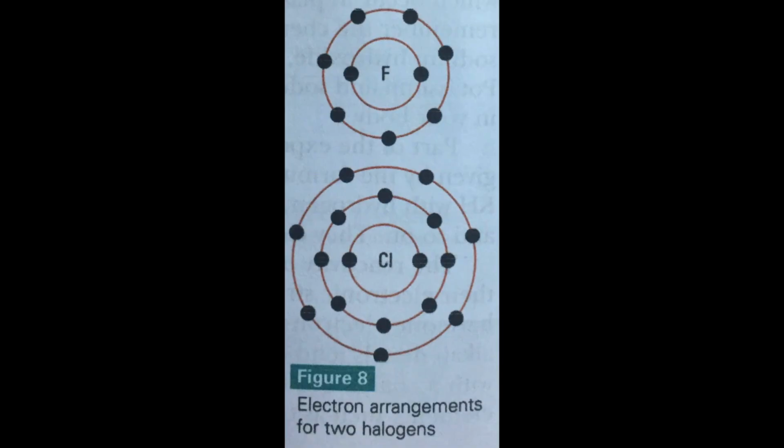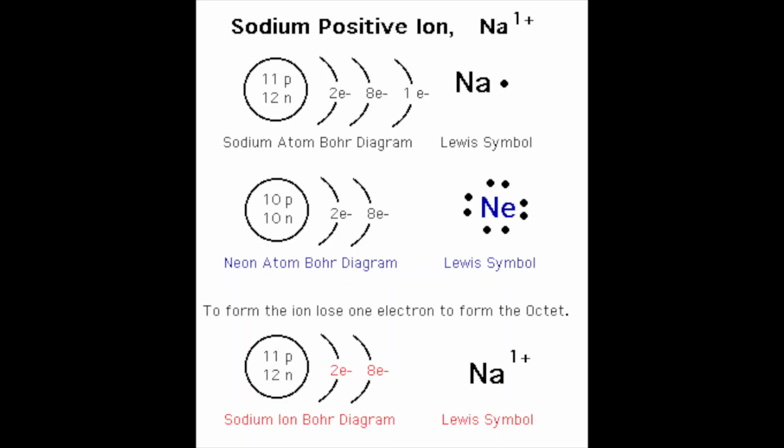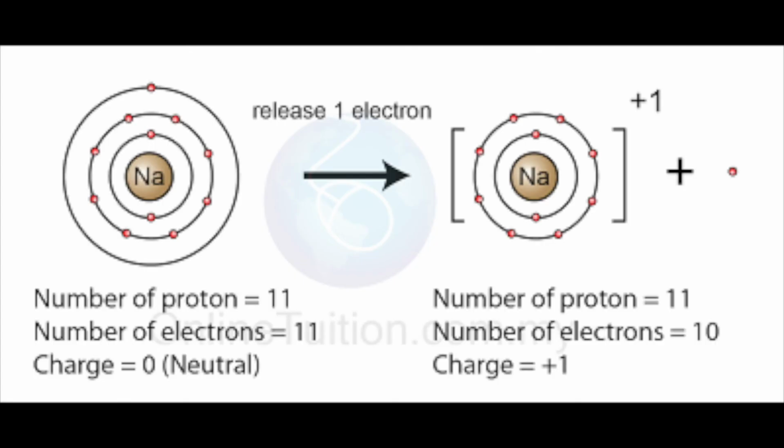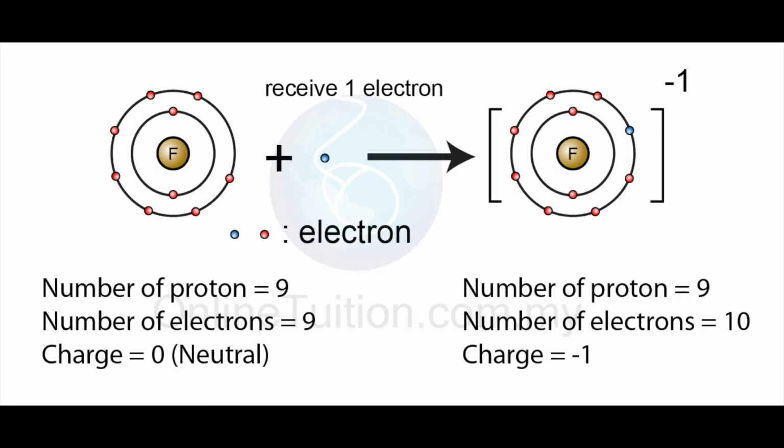The outer orbits of the fluorine and chlorine atoms, figure 8, have 7 electrons. They just need 1 to be like a noble gas. In chemical changes, halogens tend to gain 1 electron in order to have a stable arrangement of electrons. They want to be like a noble gas. That's the whole point. Halogen ions have a charge of -1 and a valence shell like the succeeding noble gas.